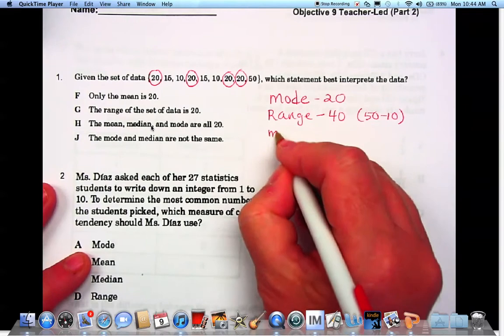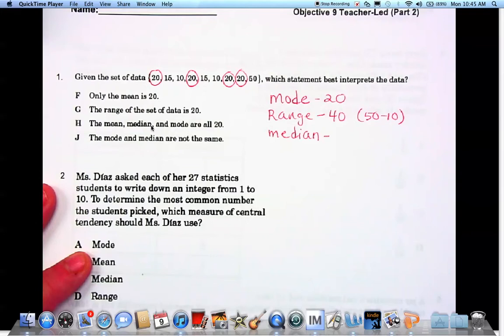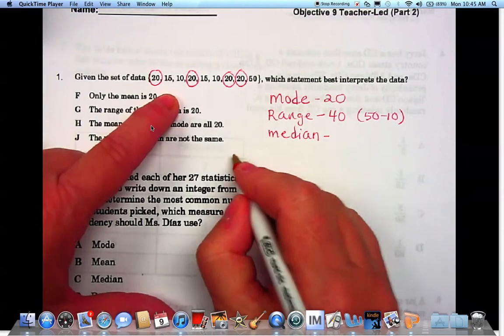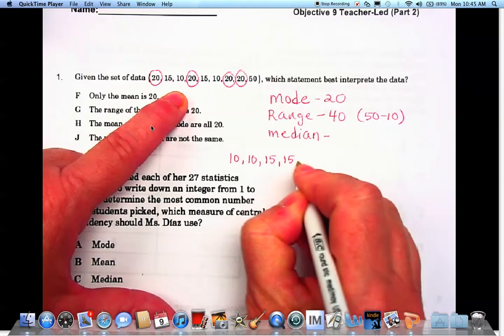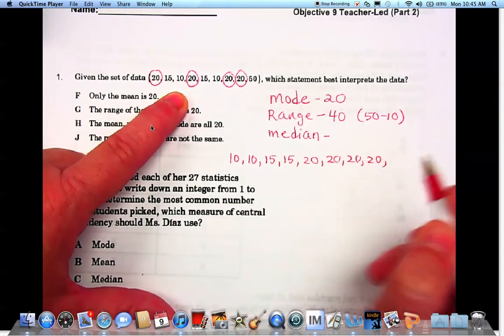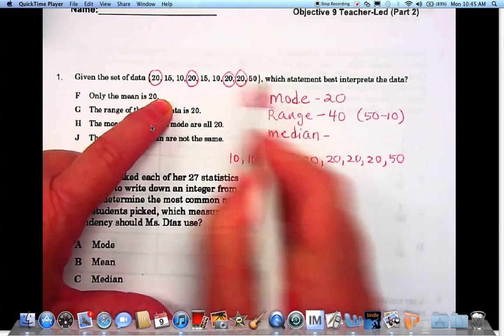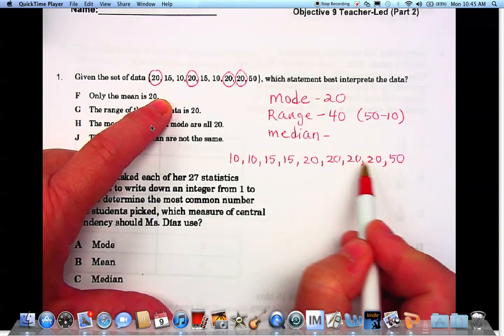Well, let's look at median first. How do you find the median? Put them in numerical order, from least to greatest. Okay, so what's the smallest one? 10. 10, 15, 15, 20, 20, 20, 20, four 20s. And there's 9 of them, so make sure you have 9. 1, 2, 3, 4, 5, 6, 7, 8, 9.